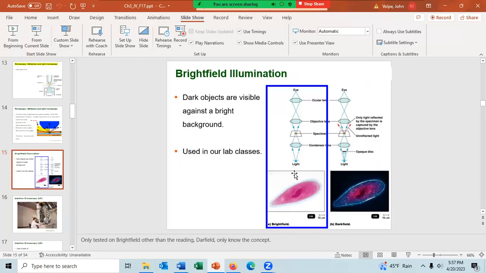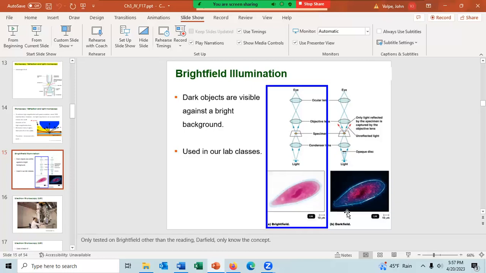So bright field illumination is what we use in our microscopes in the lab. And it's called bright field because the specimen is bright, but then the background of the slide is even brighter. Any question on that? You will be tested on bright field illumination. On dark field illumination, you only need to know the concept, what it is. You don't need to know exactly how it works.